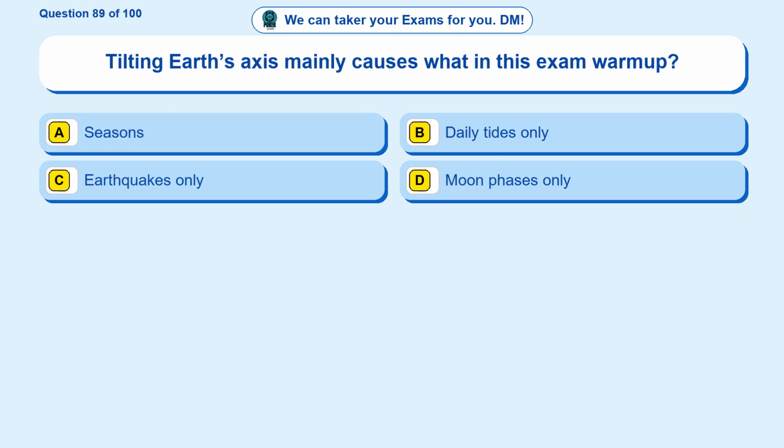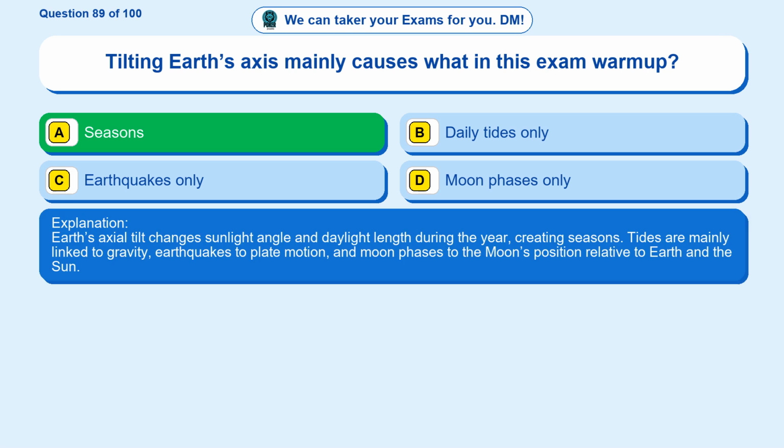Question 89. Tilting Earth's axis mainly causes what in this exam warm-up? Option A, seasons. Option B, daily tides only. Option C, earthquakes only. Option D, moon phases only. The correct answer is option A. Seasons. Earth's axial tilt changes sunlight angle and daylight length during the year, creating seasons. Tides are mainly linked to gravity, earthquakes to plate motion, and moon phases to the moon's position relative to Earth and the Sun.